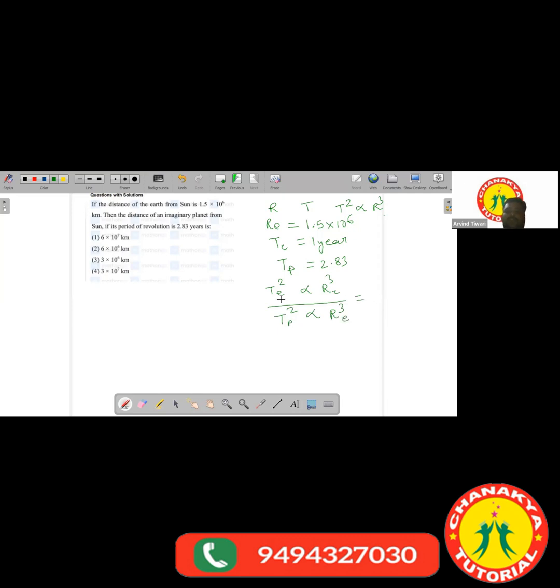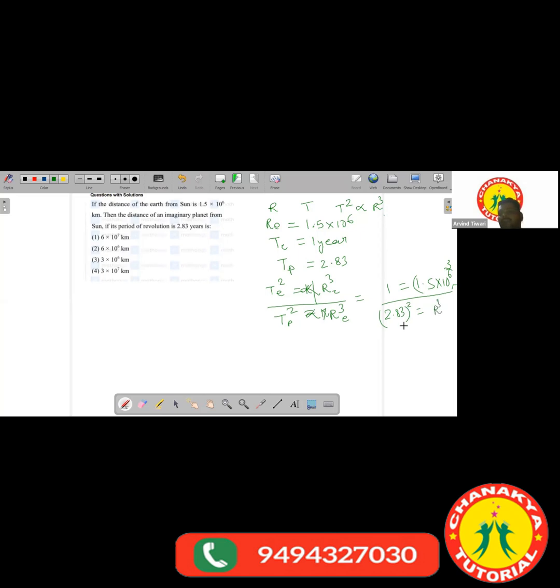Okay. So putting the value, T square for Earth is 1, and even if we write it equal, we can write it as equal, and here some constant K, here also equal and some constant K. Constant and constant will cancel. So you will have T square, that's 1 squared equal to R cube. R is 1.5 multiplied 10 to the power 6 whole cube divided over T square, which is 2.83 squared, will be equal to R cube.